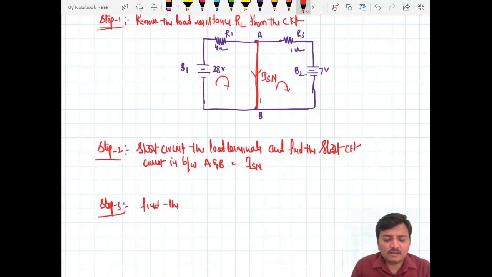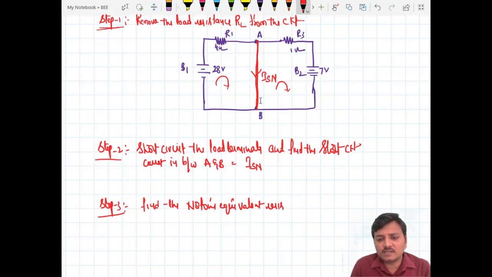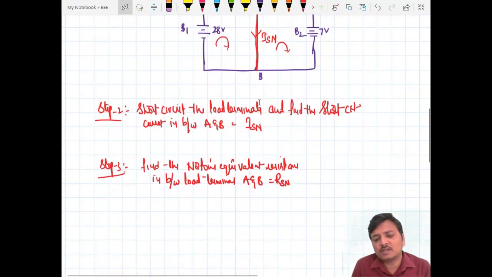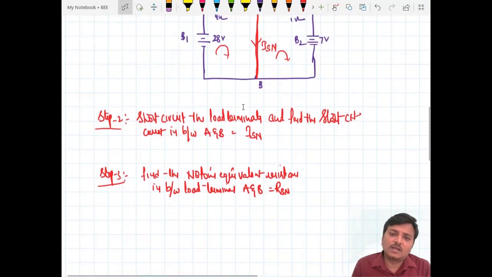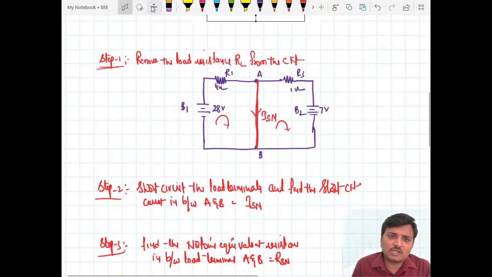Find the Norton's equivalent resistance in between load terminals A and B, and that is called RSN, Norton's, or RN. Simply you can take it as RN. So how can you find the Norton's equivalent resistance?